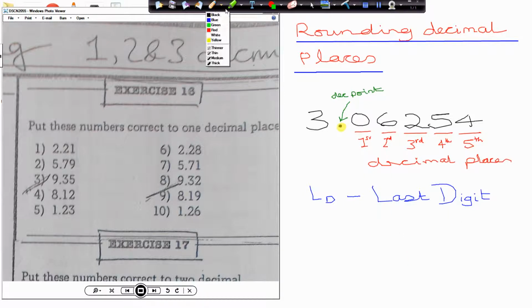Okay, LD. And then we have another one, DE, which is not decimal. That's called the decider. That's the decider digit. And that decides whether we round up or leave it alone. So we say if the decider is 5 or more, we add 1 to the last digit. And if the decider is less than 5, we leave the last digit alone.